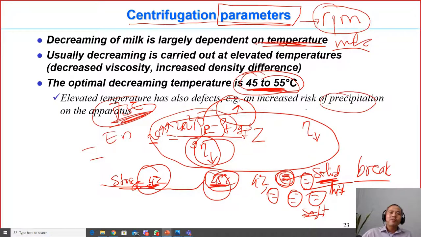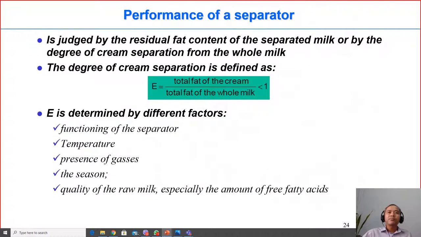Some whey protein gets precipitated and then deposits in the instrument, deposits in the machines, and it's quite difficult to clean. When you heat too much, you also lose nutritional content. Okay, there are a number of reasons why we should not work at very high temperature. 45 to 55 is suitable to do the centrifugation.